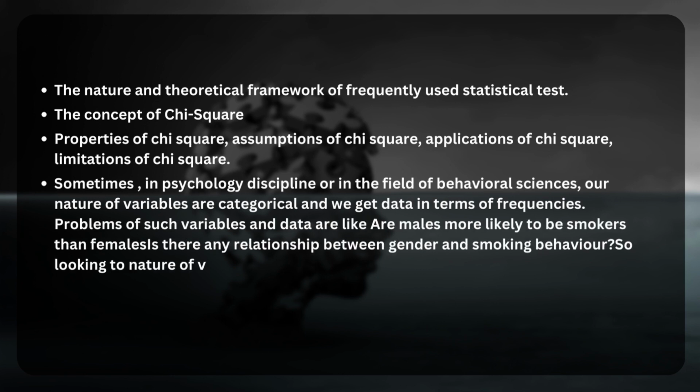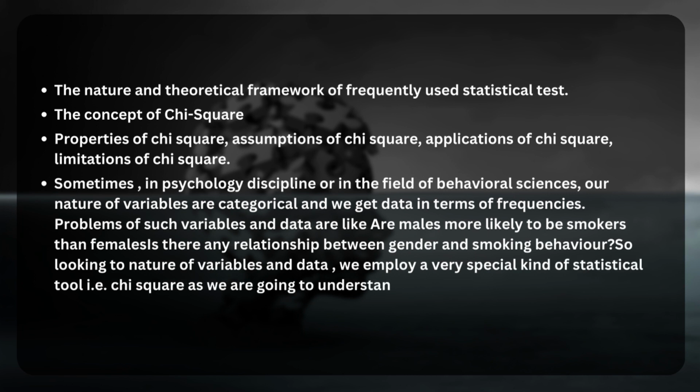Sometimes in the psychology discipline or in the field of behavioral sciences, the nature of our variables is categorical and we get data in terms of frequencies. Problems of such variables in data are like, are males more likely to be smokers than females? We may take another example like, is there any relationship between gender and smoking behavior? So, looking at the nature of variables in data, we employ a very special and frequently used statistical tool, that is chi-square.